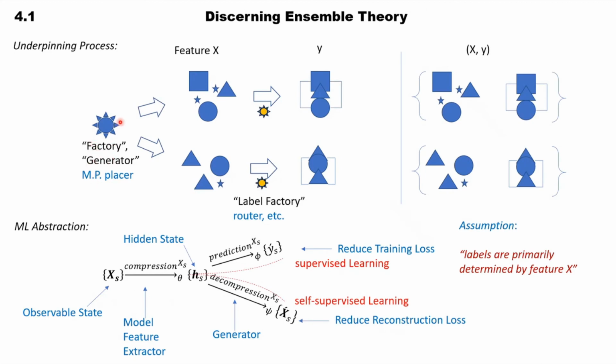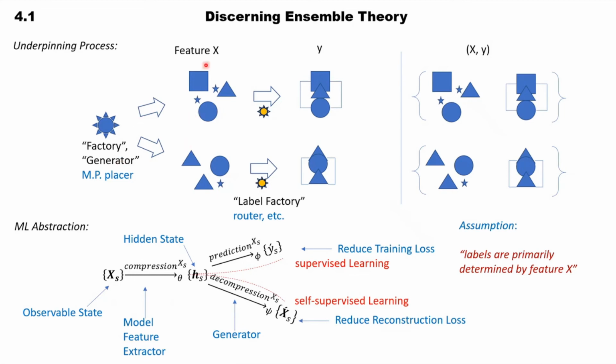Imagine we have a factory that can produce feature data. For macro placement, it's a placer that produces various placements. Also, we have a label factory that can produce the labels. For macro placement, it's the rest of the flow steps. Our theory is based on the following.